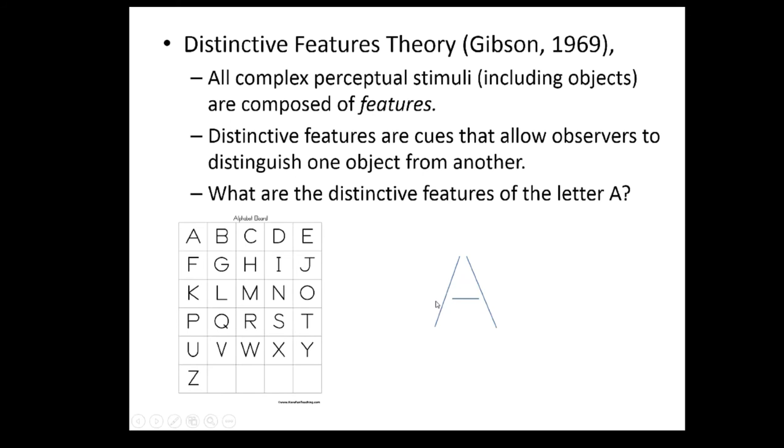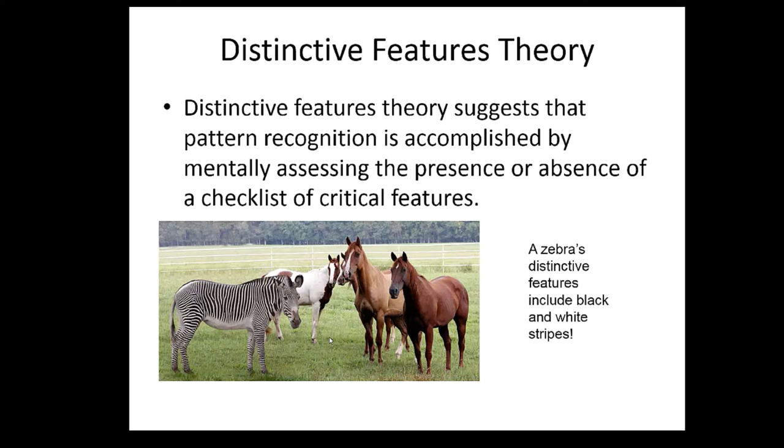And so if we think of the distinctive features of the letter A, we can look here at the whole alphabet. What makes A different and unique from the other letters? And so we can think of, okay, so it has these 2 diagonal shapes, and they are together at the top and apart at the bottom, and then in the middle there's a horizontal line. And sure enough, there's no other letter in the alphabet that has that combination of 2 diagonals and a horizontal. So that might be one way that the letter A is quickly and easily identified by us according to distinctive features theory. Distinctive features theory suggests that pattern recognition is accomplished by mentally assessing the presence or absence of a checklist of these critical features.